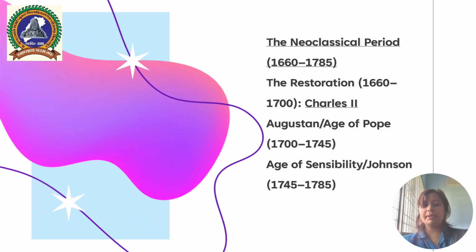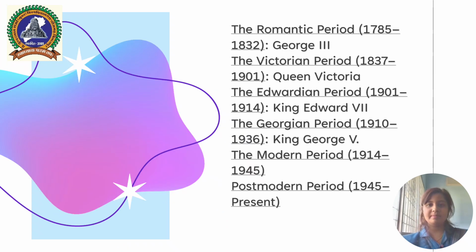Then the Neoclassical period. The Neoclassical period covers the following ages: the Restoration age, the Augustan age or the age of Pope, and last, the age of sensibility or the age of Johnson. Then the Romantic age, Victorian age, Edwardian period, the Georgian age, the modern period, and now the current, the postmodern period. Learners may pause the video to take notes.